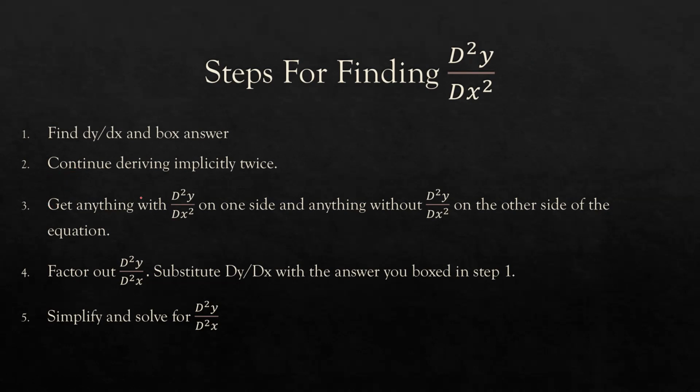Step 3, get anything with a d squared y over dx squared on one side, and anything without it on the other side of the equation. It's just like when you find dy/dx, you had to get anything with the dy/dx on one side, anything without it on the other side. It's the same concept. Step 4, factor out d squared y over dx squared, and then substitute dy/dx with the answer you boxed in step 1. Step 5, simplify and solve for d squared y over dx squared.